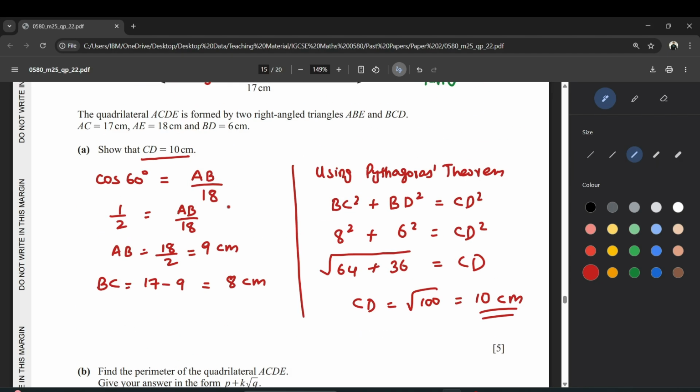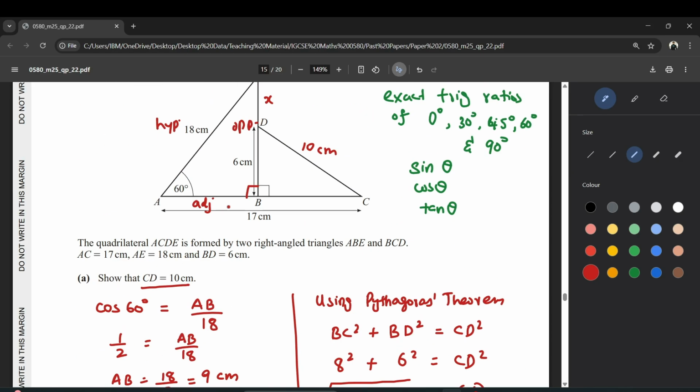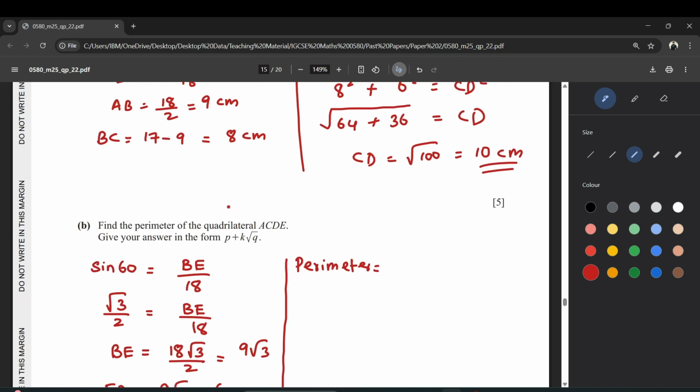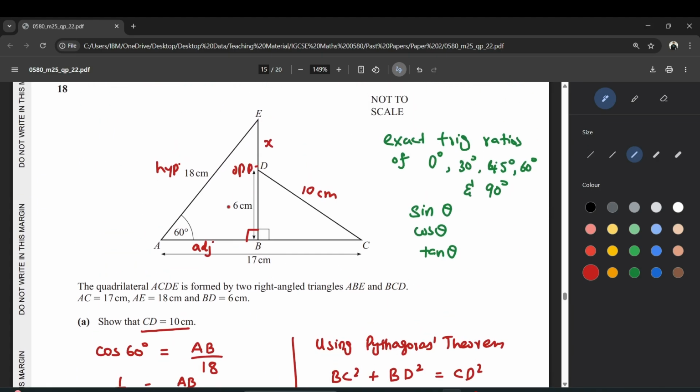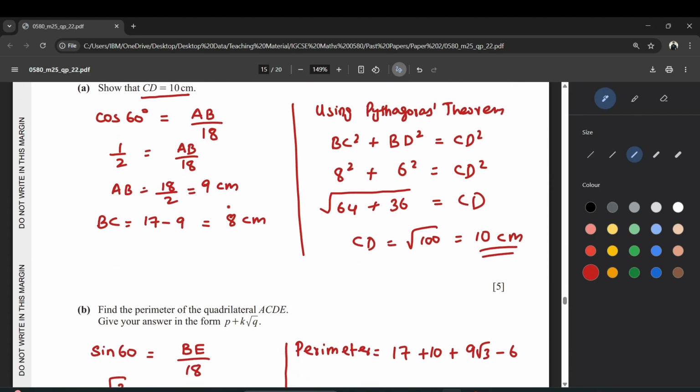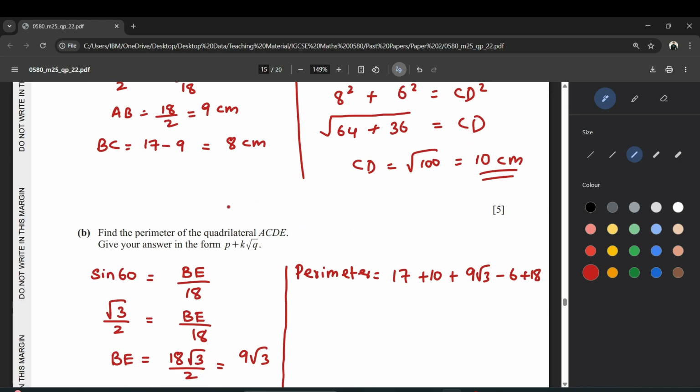Now we need to find out what the perimeter is. So perimeter, starting from A, will be 17 plus 10 plus ED. ED is 9 root 3 minus 6, plus 18. Now we're going to simplify this. 17 plus 10 is 27. 27 minus 6 is 21. And 21 plus 18 is going to give us 39. So 39 plus 9 root 3. That's your answer to this question.